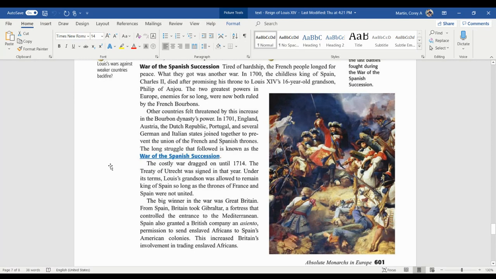The Treaty of Utrecht was signed in that year. Under its terms, Louis's grandson was allowed to remain the King of Spain so long as the thrones of France and Spain were not united. The big winner in the war was Great Britain. From Spain, Britain took Gibraltar, a fortress that controlled the entrance to the Mediterranean. Spain also granted a British company an asiento, permission to send enslaved Africans to Spain's American colonies. This increased Britain's involvement in trading enslaved Africans.